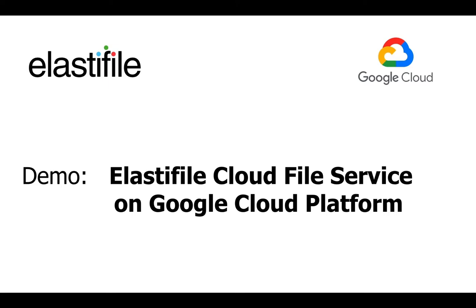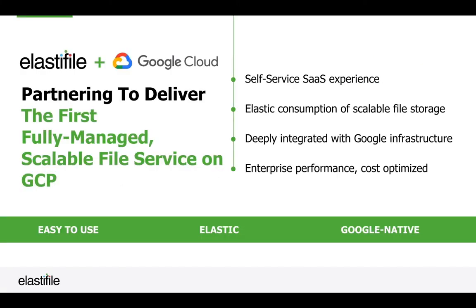I am thrilled to announce early access to our newest offering, the Elastifile Cloud File Service. This is the first fully managed, scalable file service running on Google Cloud Platform. It's architected on Elastifile's third-generation file system, and it runs completely inside Google Cloud. Now, enterprises can access the full capabilities of Elastifile Scale-Out NAS running as a service. There's no extra work installing, managing, or supporting storage.